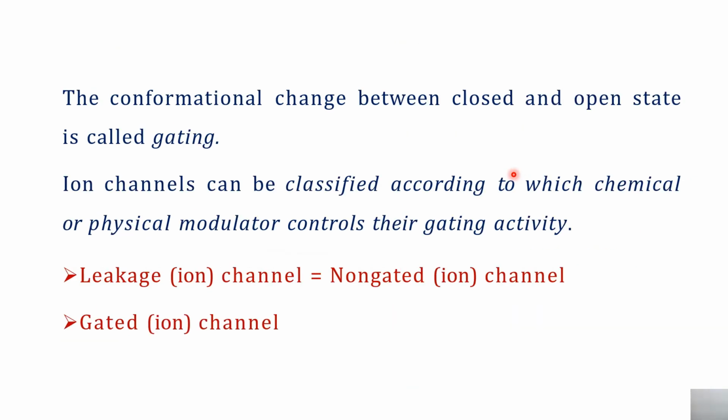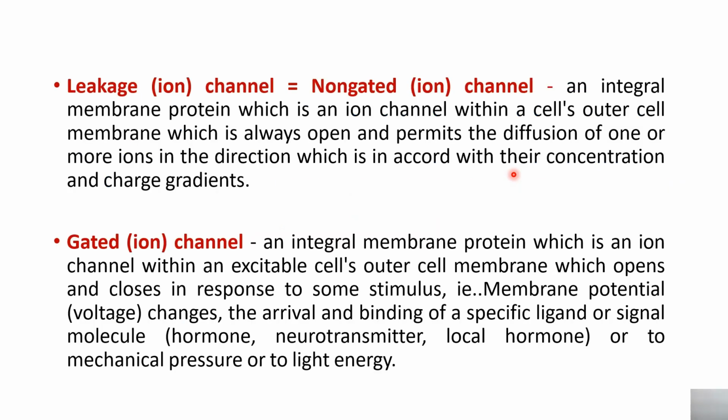Now, the conformational change between closed and open state is called gating. Ion channels can be classified according to which chemical or physical modulator controls their gating activity. So it can be a leakage ion channel or non-gated ion channel, or a gated ion channel. The leakage ion channel is the non-gated ion channel. It's an integral membrane protein which is an ion channel within a cell's outer cell membrane. It is always open and permits the diffusion of one or more ions in the direction which is in accordance with their concentration and charge gradients.